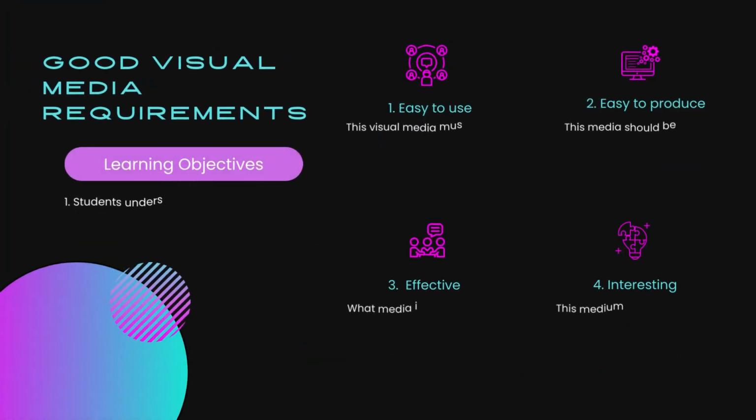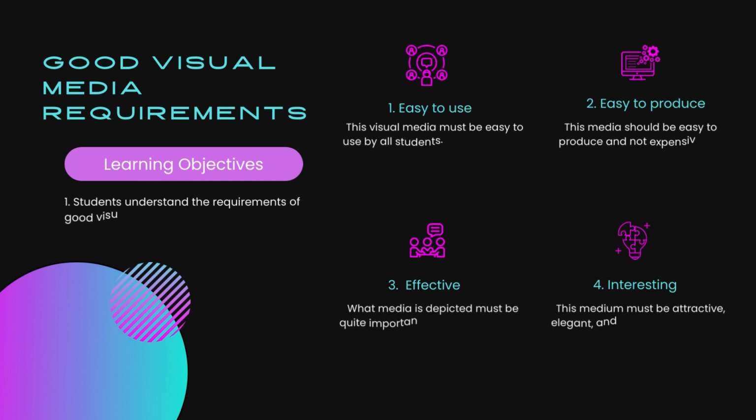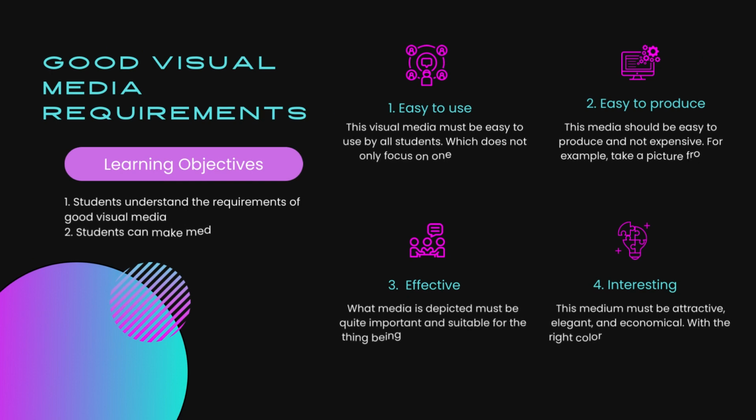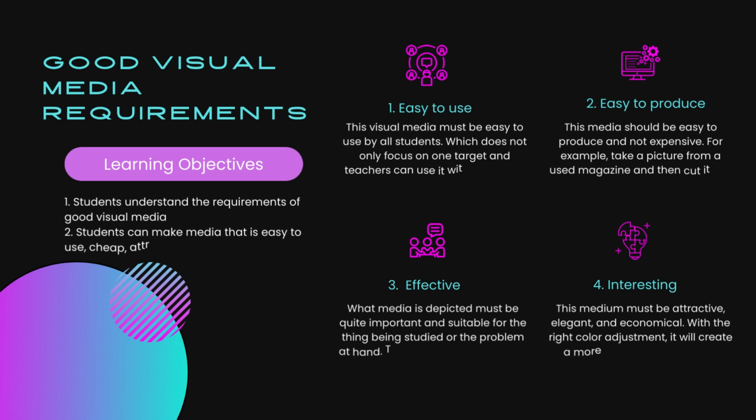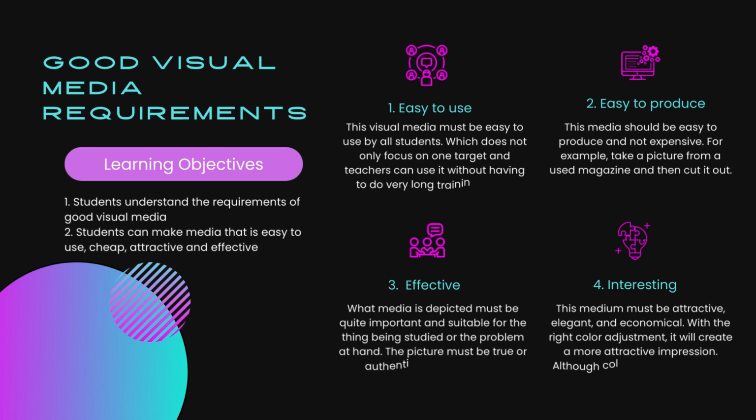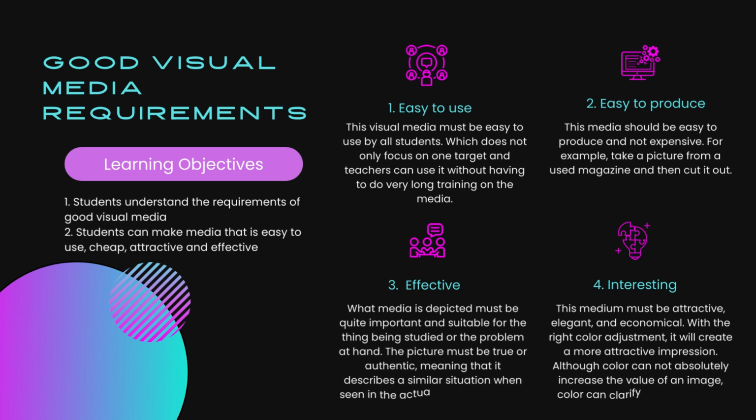Learning objectives. First, students understand the requirements of good visual media. Second, students can make media that is easy to use, cheap, attractive, and effective. Good visual media requirements. First, easy to use. This visual media must be easy to use by all students, which doesn't only focus on one target, and teachers can use it without having to do very long training on the media.